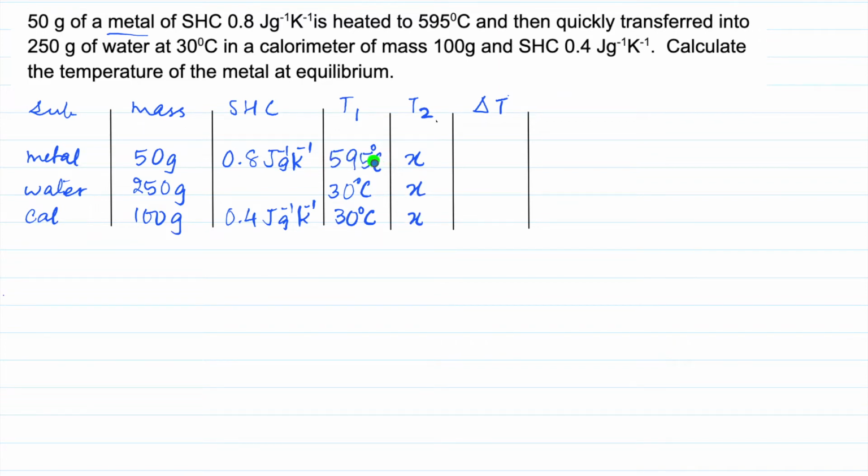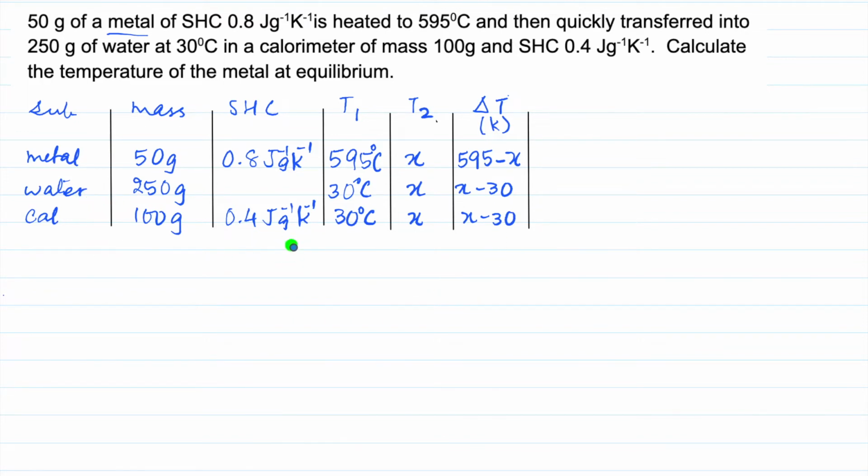Now the metal is at a higher temperature, it's going to get cooler, so we will have delta T as 595 minus X, higher minus the lower temperature. Now when the metal is at 595 degrees C, when you drop it in water, the temperature of the water and the calorimeter is going to increase. So X is going to be greater than this. So you will have X minus 30 and X minus 30. This would be the delta T in Kelvin or in degrees C for water and calorimeter.